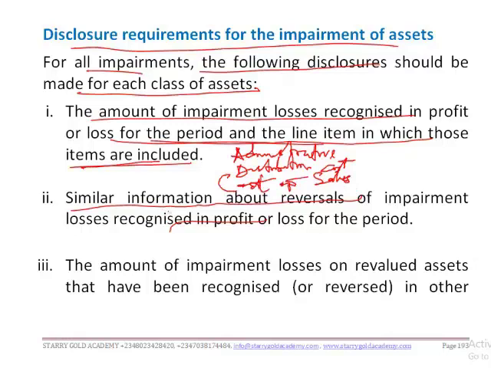Okay, so now another disclosure is similar information about reversals of impairment losses recognized in profit or loss for the period. If there is any reversal, that is, you have previously recognized an impairment on an asset in the previous year, and now there is a gain on the asset, okay? Now mind you, impairments are not what you can recover. Once an asset has been impaired, it has been impaired, okay?